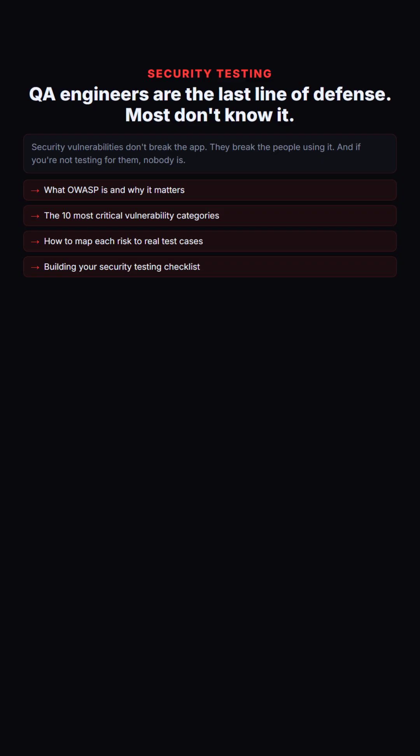QA engineers are in the perfect position to close the gap. You already know the app inside and out. You understand the user flows. You know where the edge cases live. You just need a framework for thinking about security. And that framework already exists. It is called the OWASP Top 10.